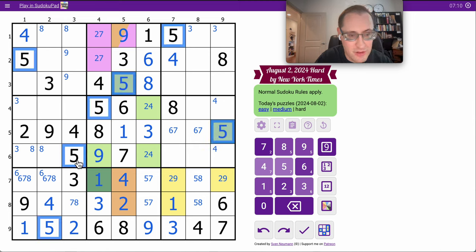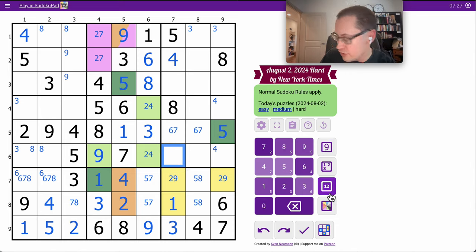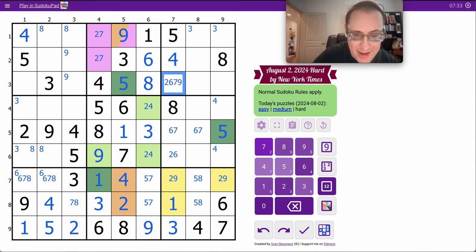5. 1, 2, 3, 4, 5, 6, 7, 8, 9. Okay. In column 7, I have 1, 3, 4, 5, 8. I need 2, 6, 7, and 9. That one ends up being 2 or 6. This one, I think, is any of those.